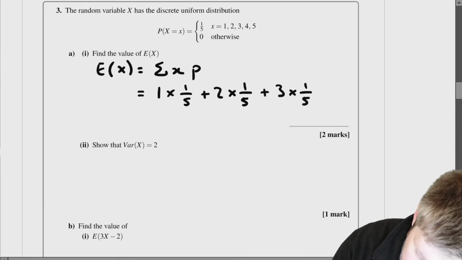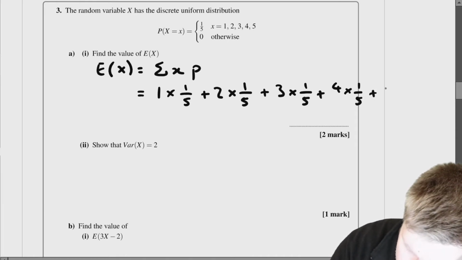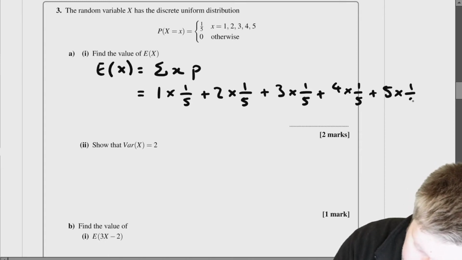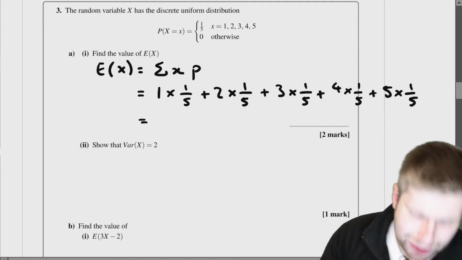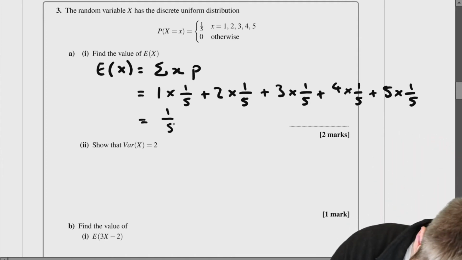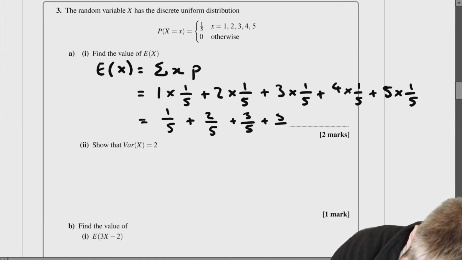So 3 times 1/5 plus 4 times 1/5 plus 5 times 1/5. All right, let's give this a quick calculation. Yeah, I'll do it in my head. I think I'm still confident. All right, so 1 times 1/5 is 1/5. Then we're going to add on 2/5, and then 3/5, and then 4/5, and then finally 5/5. Oops, let's do 4/5.